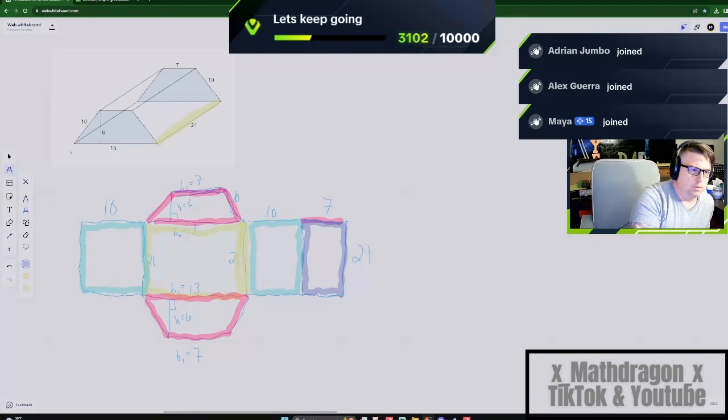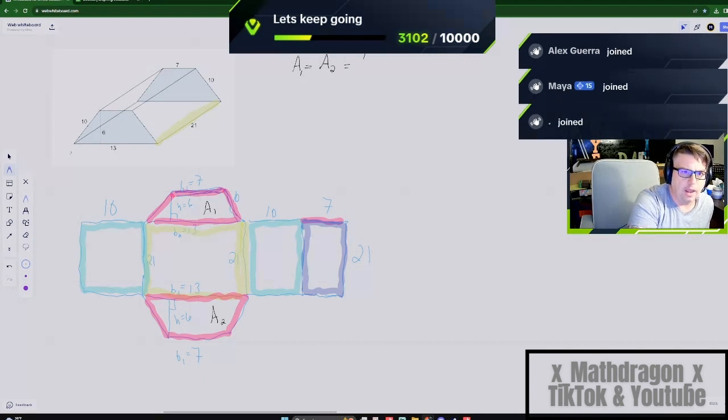So in that case, we've got an A1 and we have A2. So A1 is equal to A2. And that is going to be 1/2 base 1 plus base 2 times the height, because the area of a trapezoid, that's the formula we have to use.